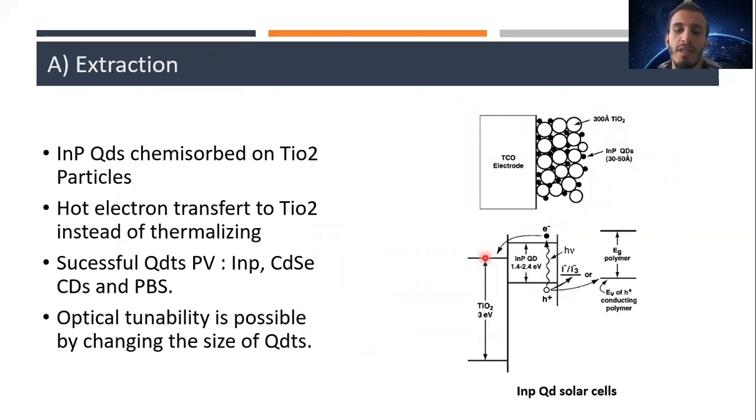So when a high energy photon creates an electron hole pair, this hot electron will not thermalize in this configuration. Instead, it will transfer directly to the TiO2 conduction band, and then it will be collected via the electrodes. Successful quantum dots have been made with indium phosphide, cadmium selenide, cadmium sulfide, and lead sulfide. What's good about the quantum dot here is that we can change this band gap just by changing its size.